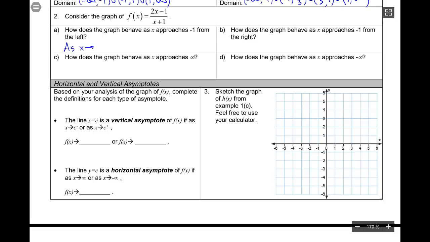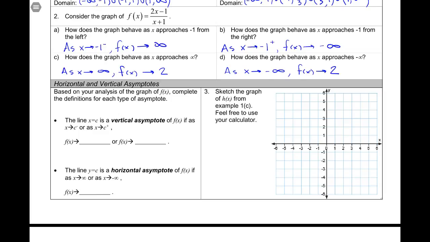As x approaches -1 from the left, f of x approaches infinity. Now the rest of these questions, I am going to look at the graph and answer them. I want you to just double check and make sure you can understand the interpretations I've made of the graph. All right, so we've captured some observations about the graph here.